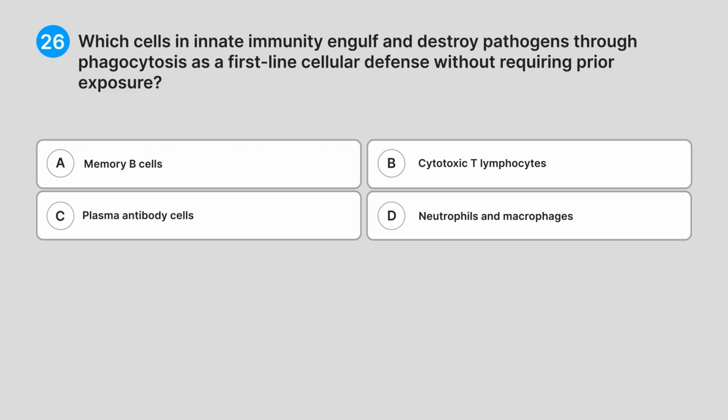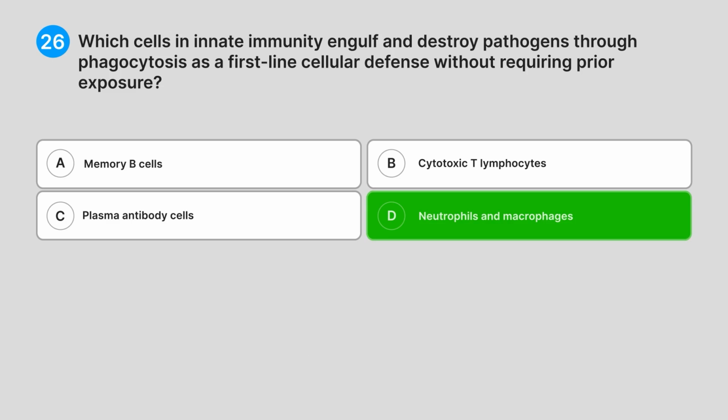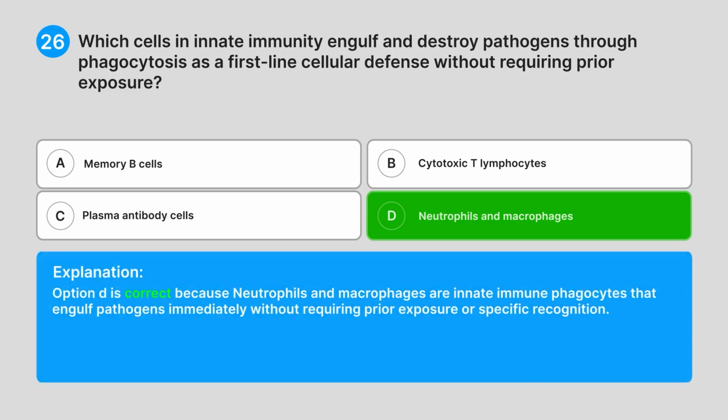Correct answer, D. Neutrophils and macrophages. Explanation. Option D is correct because neutrophils and macrophages are innate immune phagocytes that engulf pathogens immediately without requiring prior exposure or specific recognition.